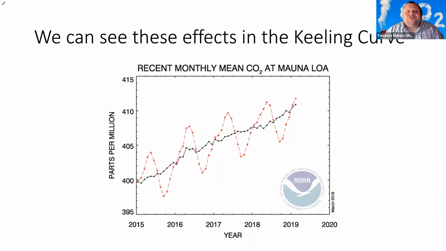So we actually see these effects, this balancing act between photosynthesis and respiration, in the Keeling curve. Increases in the fall and winter time, decreases in the spring and summer, increases again in the fall and winter, decreases again in the spring and summer. That's one of the reasons why the Keeling curve looks spiky, or as I like to say, it looks like Bart Simpson's hair.